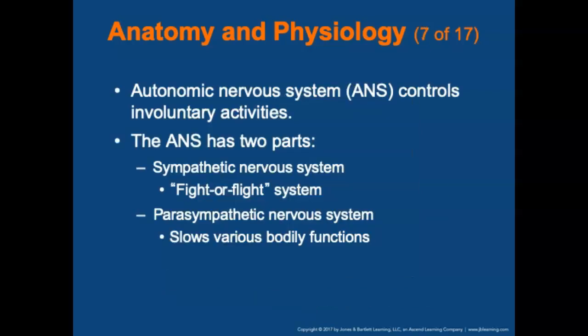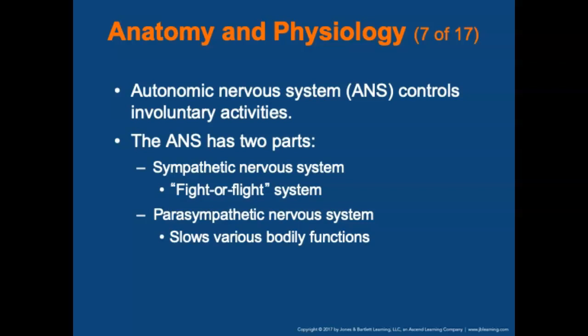Okay, the autonomic nervous system, the ANS, controls involuntary activities of the body. The ANS has two parts, which normally balance one another. That's the sympathetic and the parasympathetic. The sympathetic nervous system is the fight or flight system. This speeds up the heart, increases respiratory rate and depth, dilates blood vessels in the muscle, and constricts blood vessels in the digestive system. In times of stress, this system takes control.